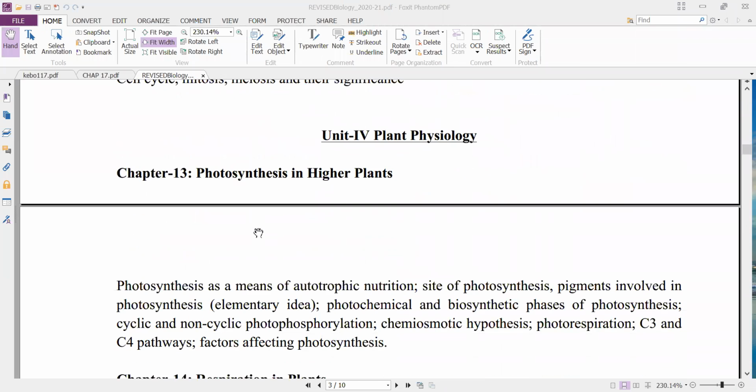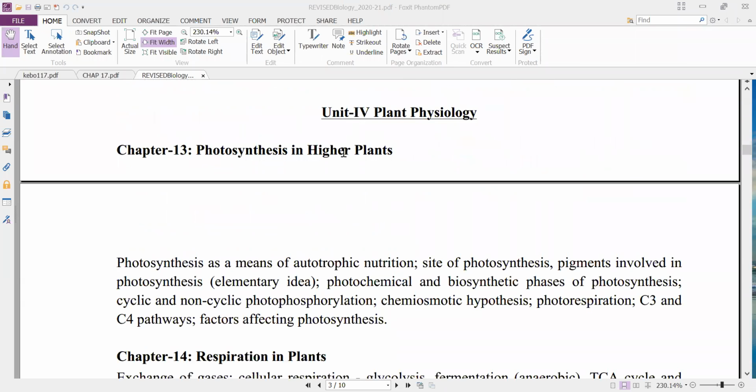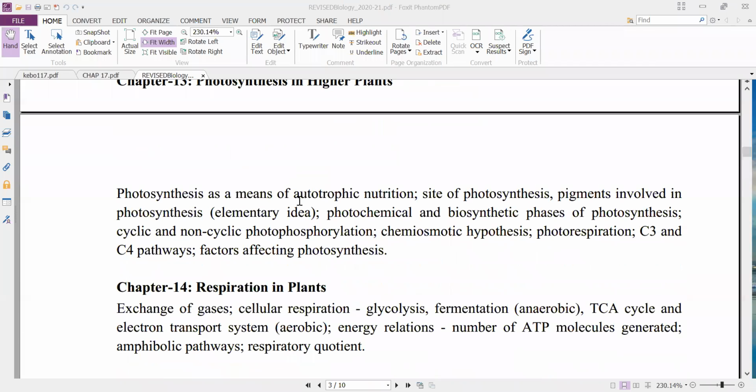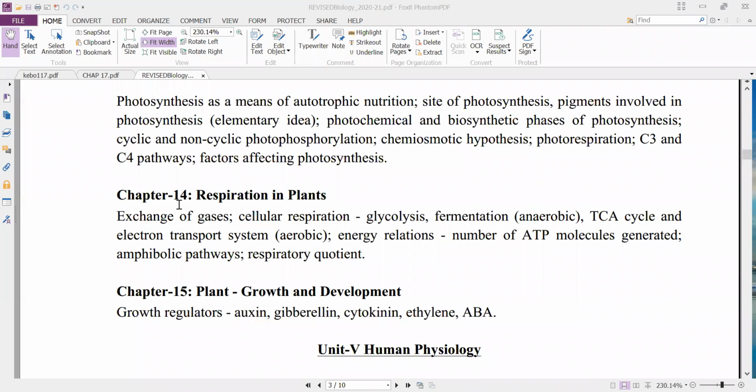And next, unit 4, that is the plant physiology. Chapter 11 and chapter 12 are not there in the syllabus. That is transport in plants and mineral nutrition. These 2 chapters are not there in the syllabus. Chapter 13, that is photosynthesis in higher plants, is a full chapter. And next, chapter 14, respiration in plants, full chapter is there in the syllabus.